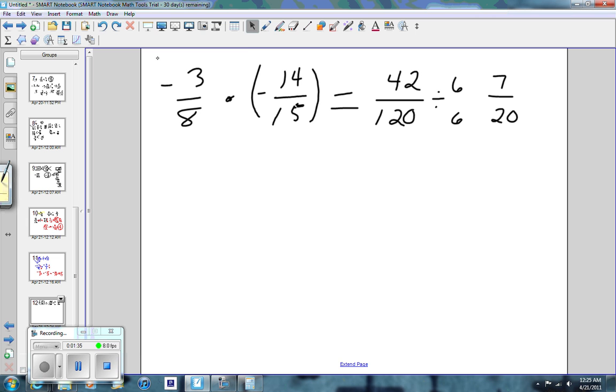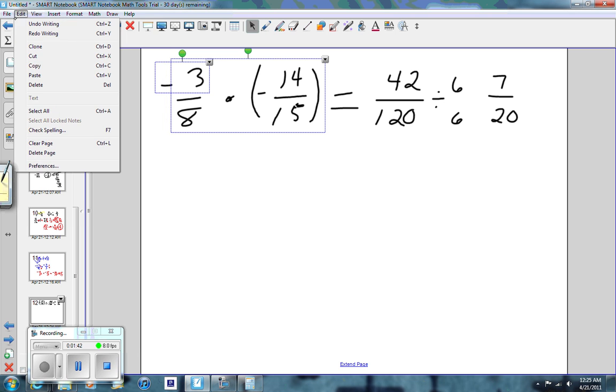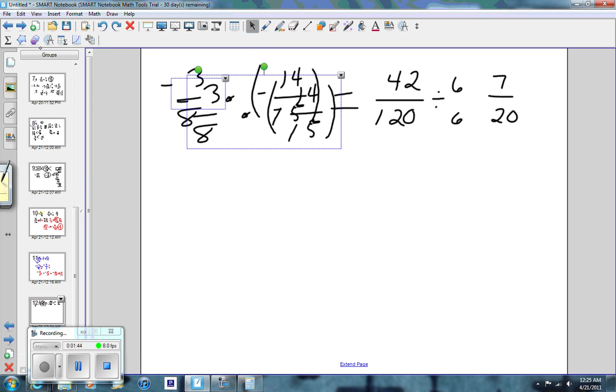Let's see if I can do something here. I haven't tried this before, but we'll give it a shot. I think I can copy or clone this. There we go.